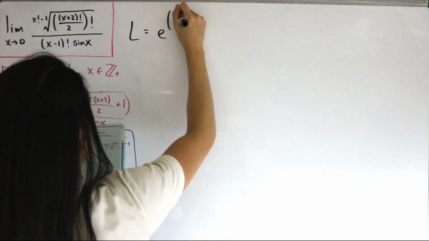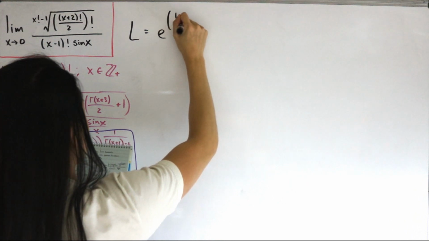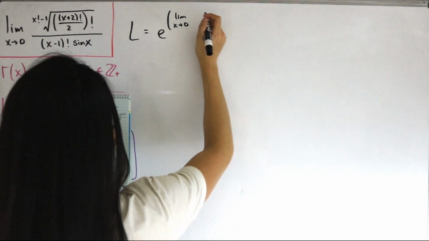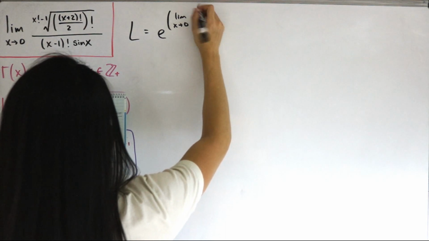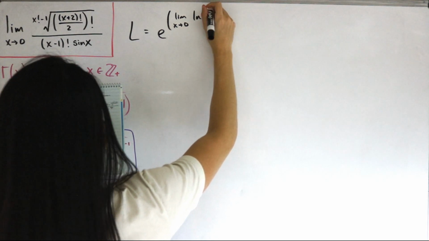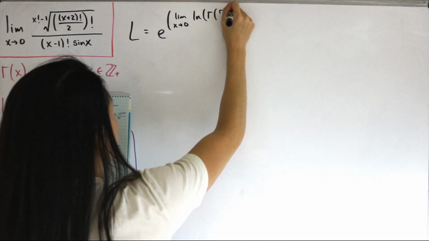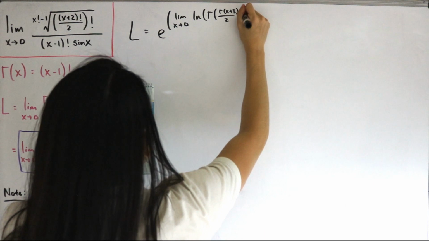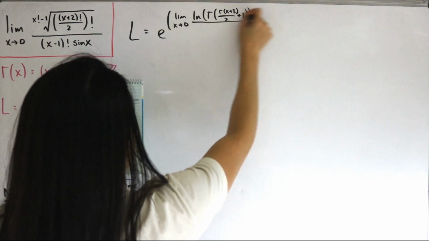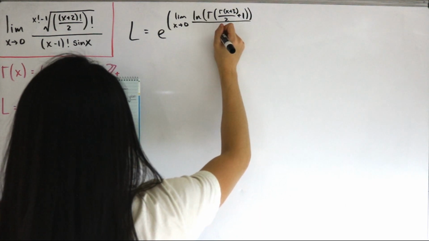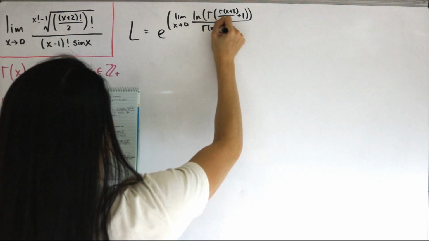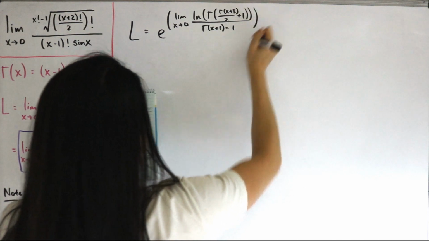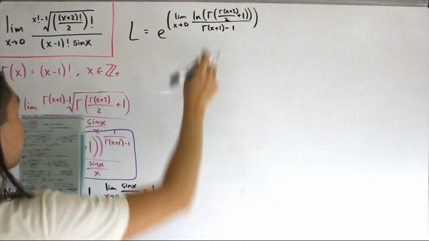So now write this, let me put this in the parentheses, x approaches 0, excuse me, of the ln, the natural log of gamma of x plus 3, then divided by 2, and then add this with 1, close this off, and then this is simply divided by gamma of x plus 1, and then subtract 1. Okay, so that closes that off. And so now we just have this limit we have to deal with.